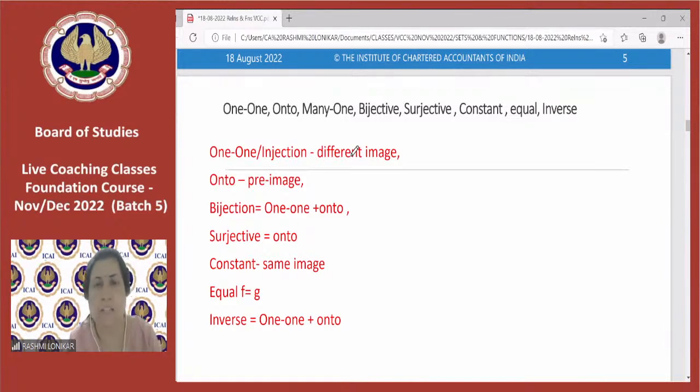What is pre-image? Mohammed, what is pre-image? Pre-image is the elements in the set A. What are the elements of set B called? They are called images. And corresponding to each element of B, when we want to find out the element in A, that is called the pre-image.